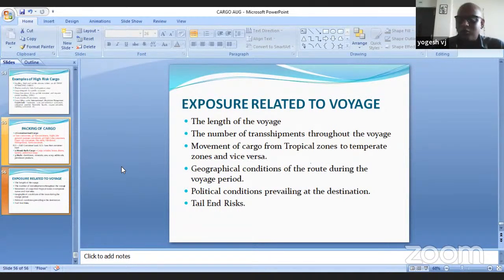Movement of cargo from tropical zones to temperate zones, temperature damage can happen. Geographical conditions, political conditions, etc. So, according to me, I have covered whatever was possible in 2 hours.